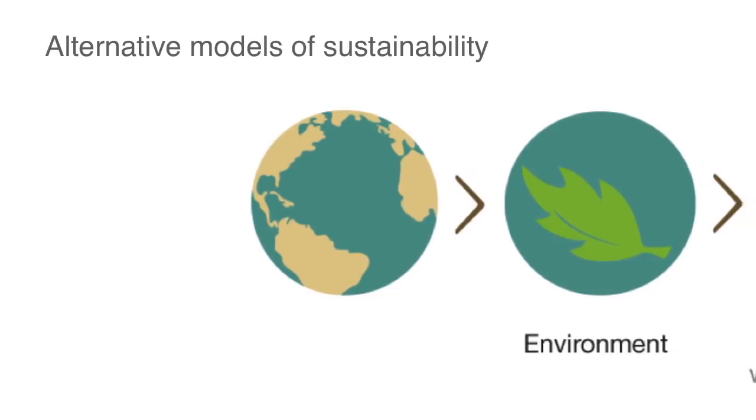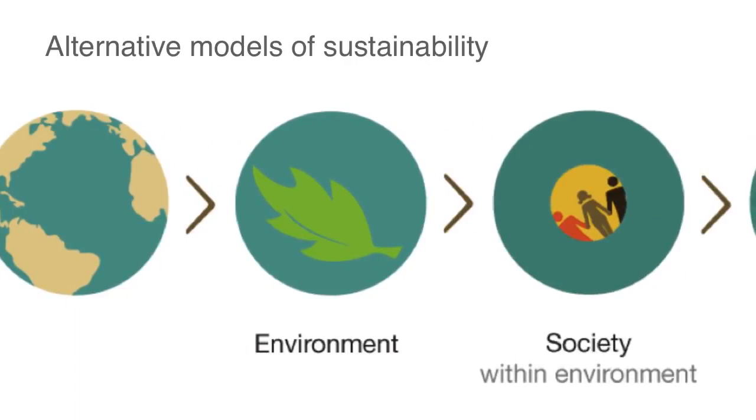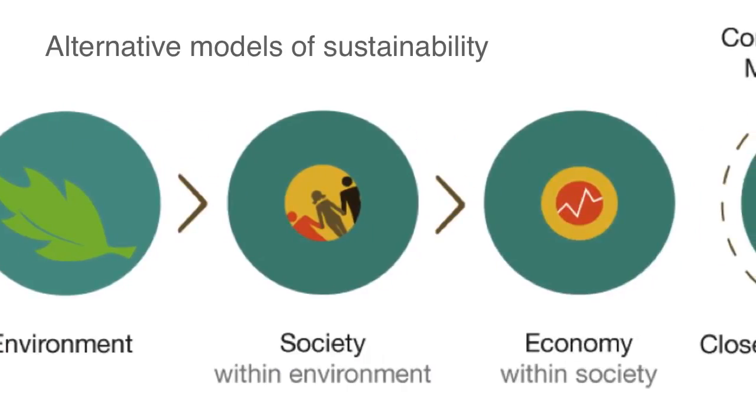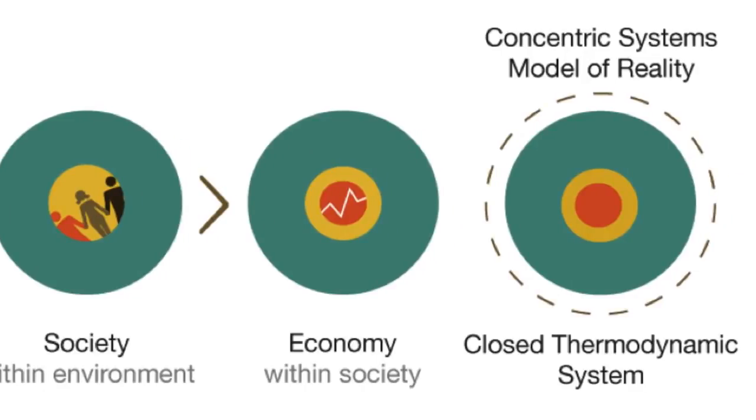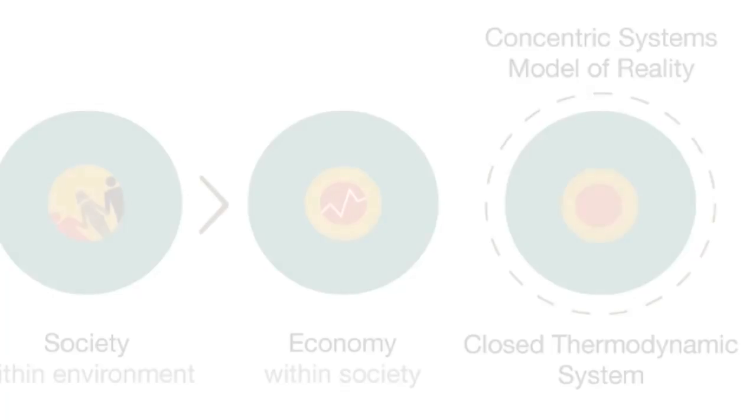There's one environment that we all share. All of society resides within this environment, and all of economic activity takes place within the human system of society. In this model, it becomes clear that the health of each one is dependent upon the health of the other.